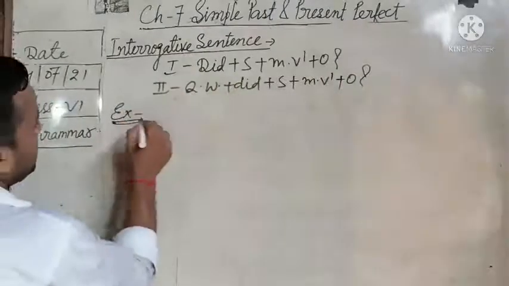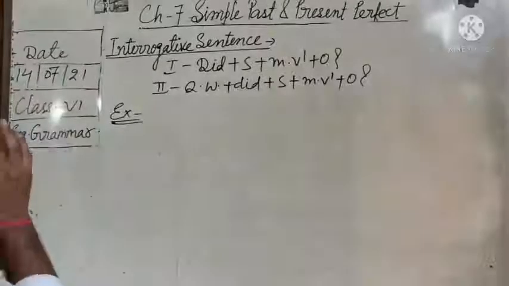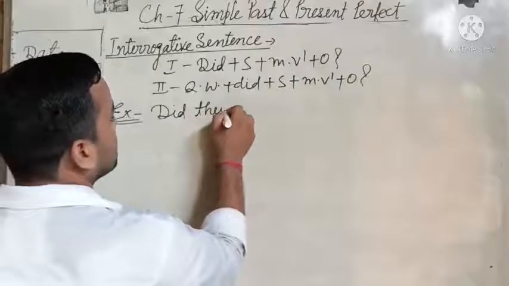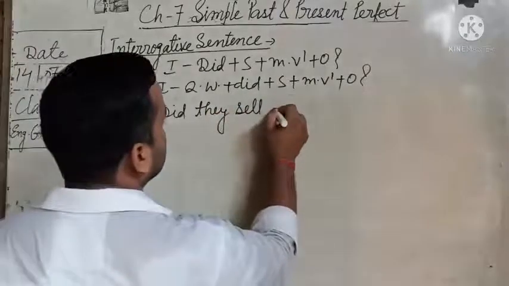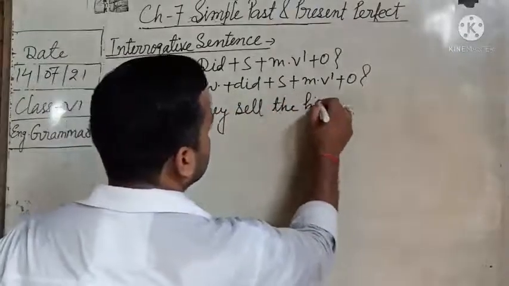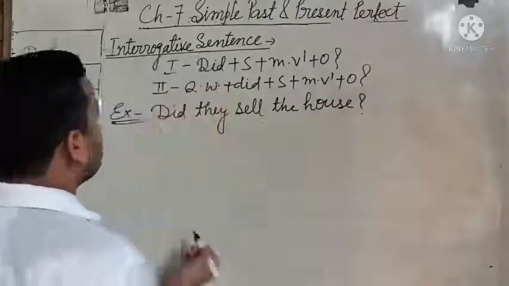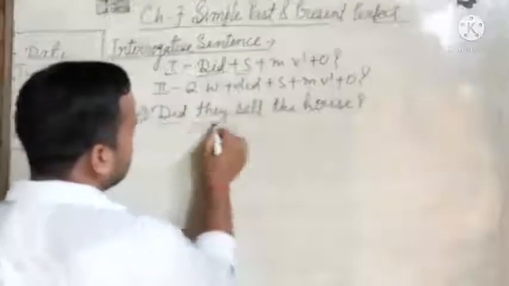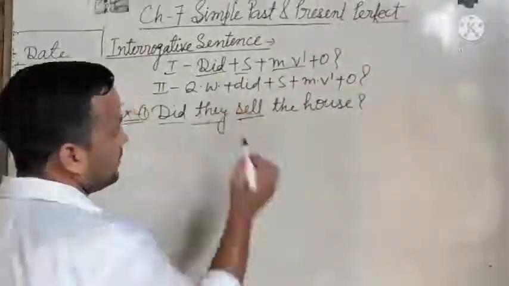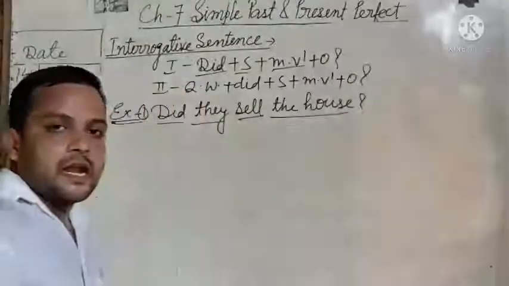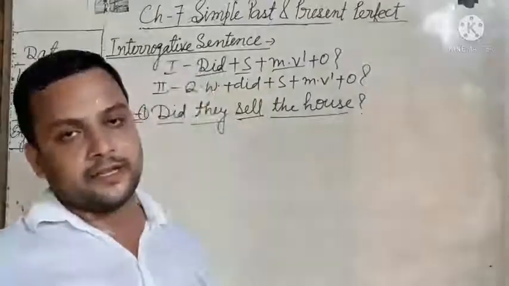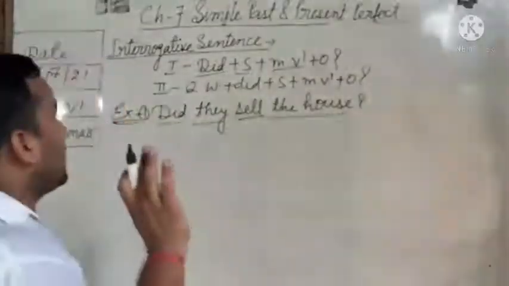See the example for your better understanding. Did they sell the house? Did they sell the house? Firstly we write did, then subject, they, then main verb first form sell, and at last object. And after the object, students, the question mark is very compulsory at the end of the sentence. Without a question mark, an interrogative sentence is incorrect.